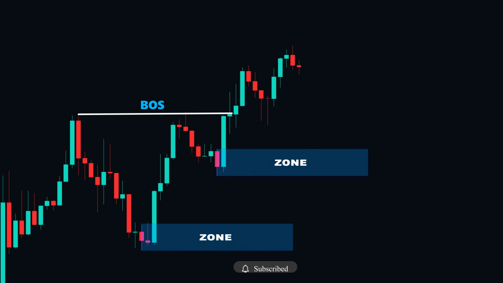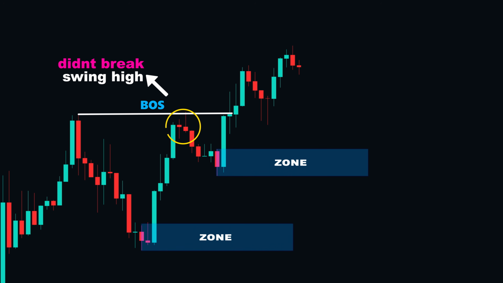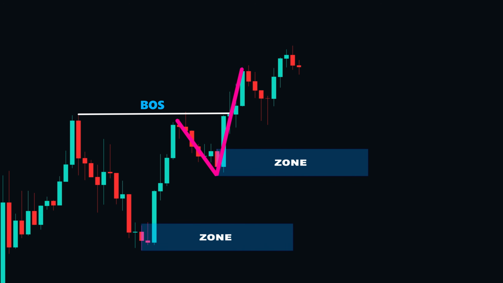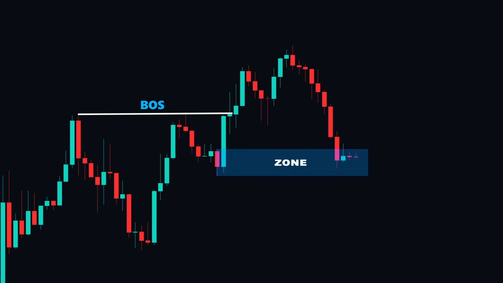At first, you might think the extreme is stronger. It's deeper and has imbalance under it. But here's the key. It didn't break the main swing high. The mid-zone did, meaning it's the one that actually built the strength to push the trend higher. That's our true zone. When price reaches that mid-zone, we're now on the 15-minute chart.